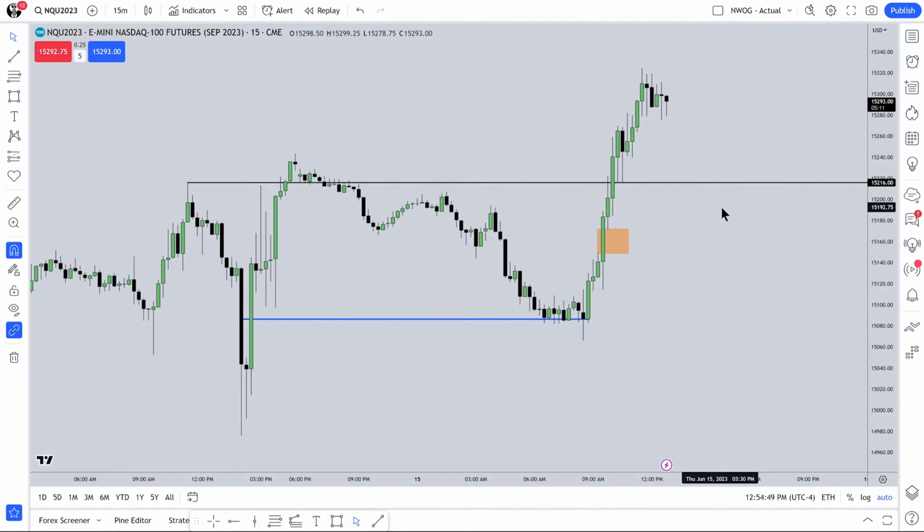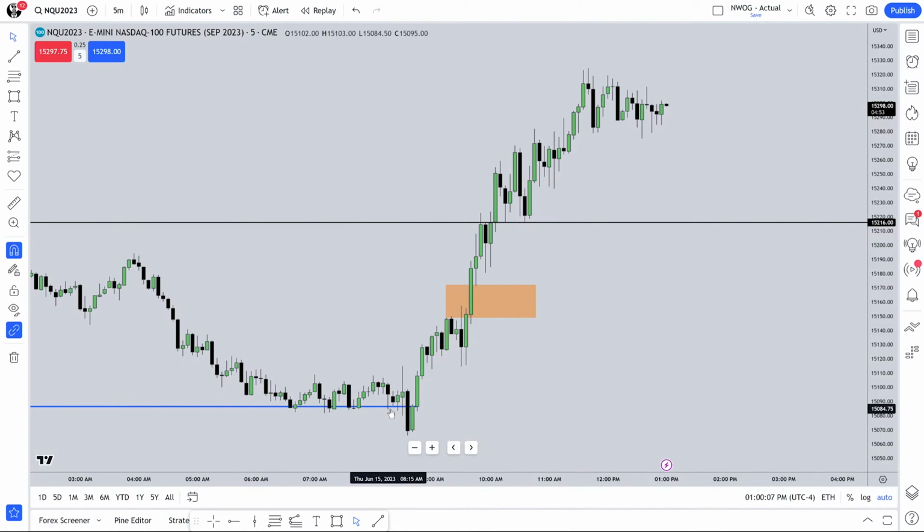Notice that the same things that I'm looking at are continuous. Discount or premium, inefficiency or liquidity. The only separation from those things for analysis purposes is the relationship to the balanced price range, or the lack of a balanced price range. All right, so we have the balanced price range, equilibrium.